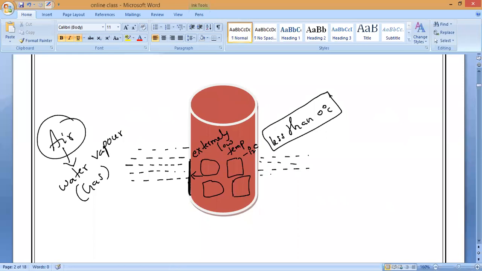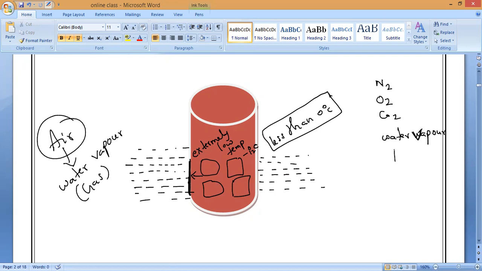It will come and touch. So this air contains what? What is the composition of air? We all studied already. It contains oxygen, nitrogen, carbon dioxide, water vapor. Is it yes or no? Water vapor, and it also has dust particles, dust and etc.